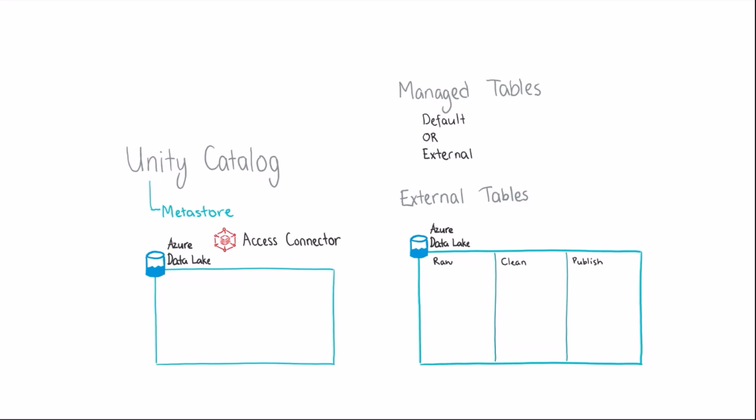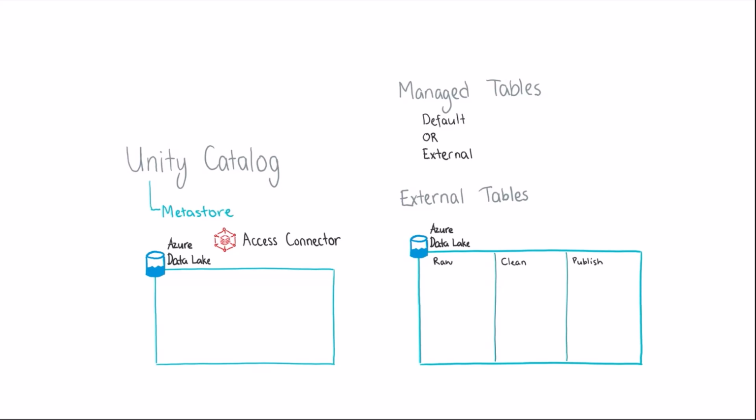The other aspect is, do you want to have that capability of, if you drop a table in your Unity catalog, do you want the files to disappear as well, or do you actually want the files and data to be persisted, even if the Unity catalog structures get dropped? So that's kind of what you need to consider there.